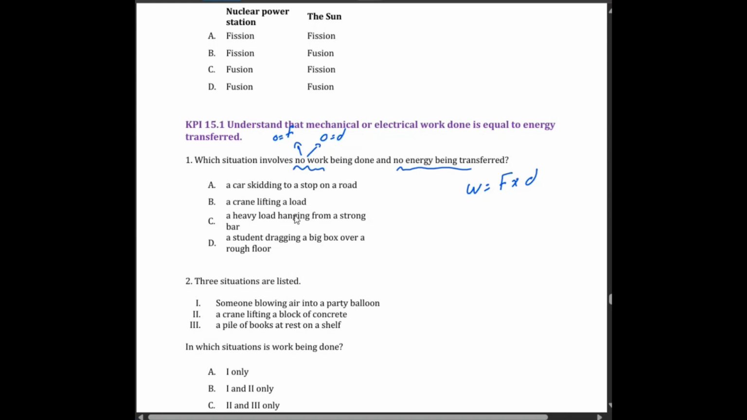A crane lifting a load. Again, we are changing position, so we have work. A heavy load hanging from a strong bar. So if you have a bar here and you are putting a mass, as you can see here, the mass is not moving and only the weight, gravity, is applied. So this has work equal to zero.